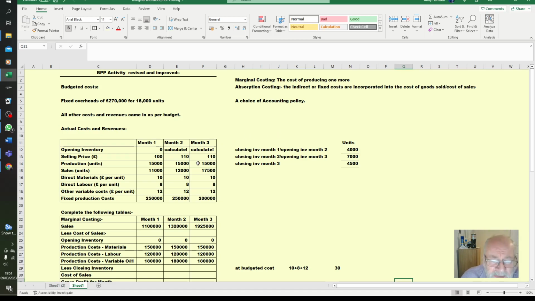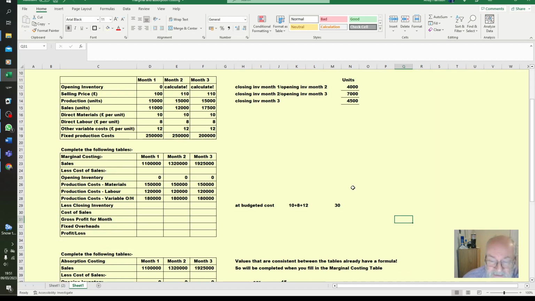So if we start off with 0, that's in the question, and then these figures will change when we put the closing inventory the previous month, and we make 15,000 units and we sell 11,000, we're left with 4,000 units. The second month we make 15,000 again, but we only sell 12,000. We've gone up to 7,000, and then in month 3 still making 15,000, but we sell more, so our inventory shrunk to 4,500 units.